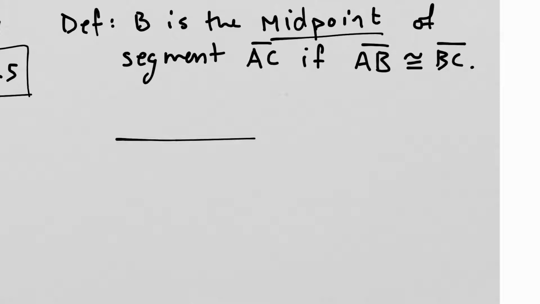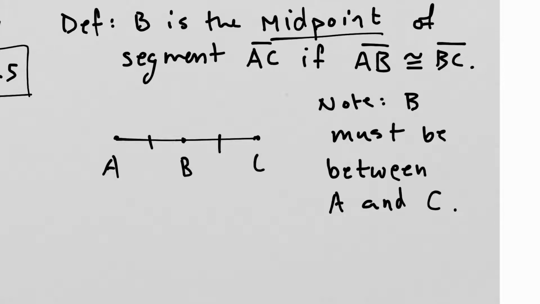So I'm going to draw segment AC. Label that A, label that C, and then B is the midpoint of AC if AB, this, is congruent to that. Note B has to be in between A and C. Hopefully that's obvious, but that's just saying that all three of those have to be collinear points. So that we have midpoint, and I think we can do another example.